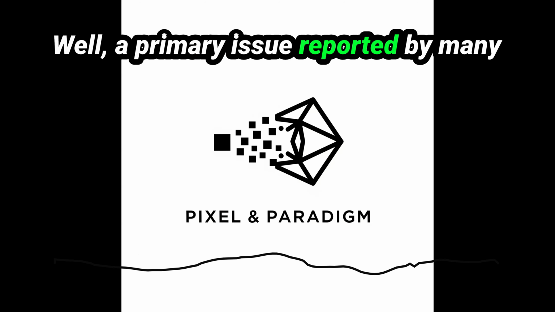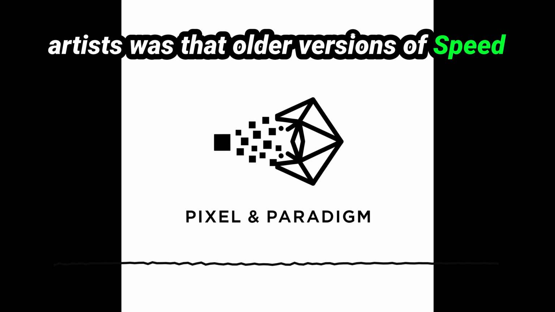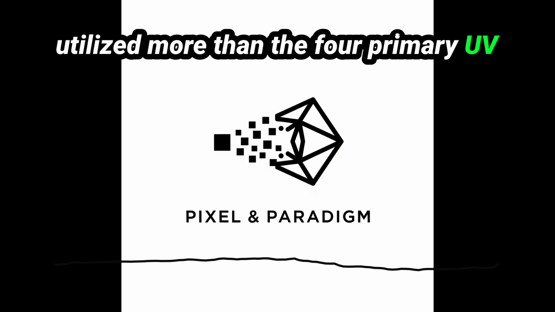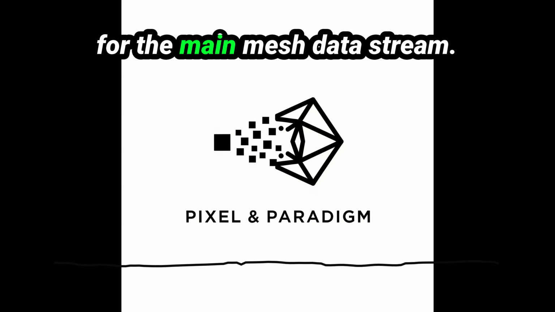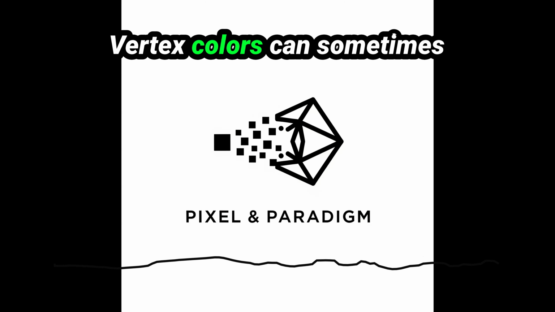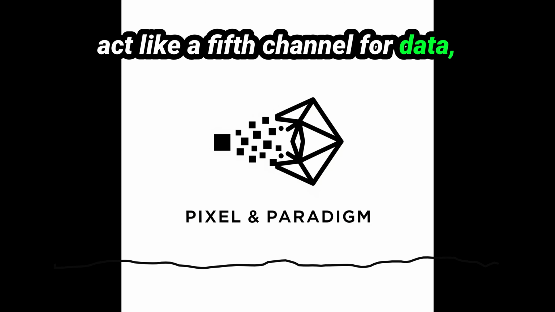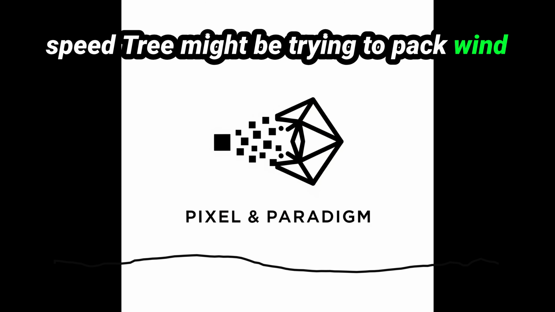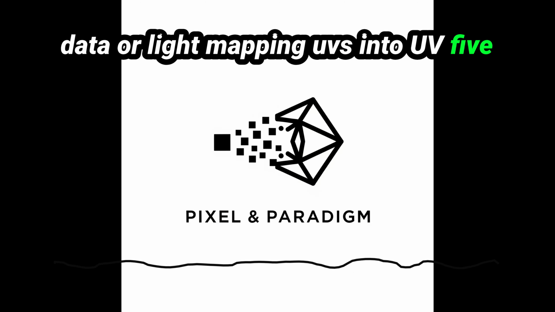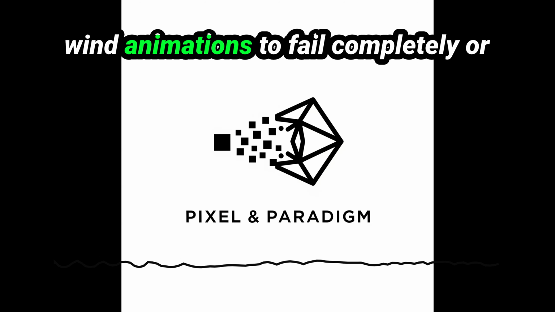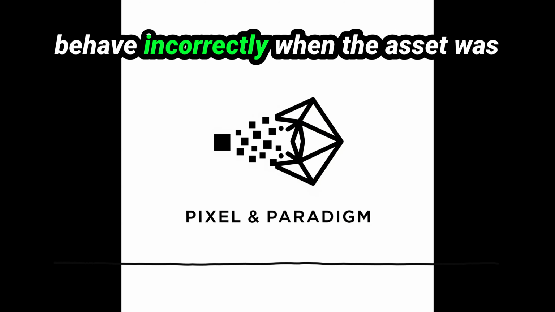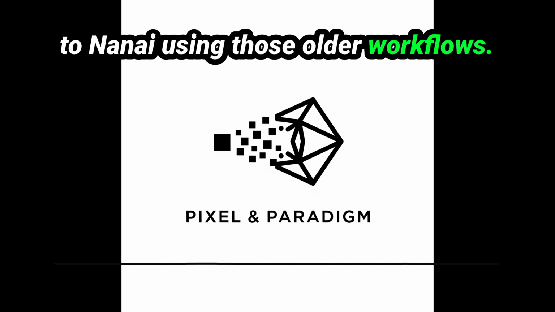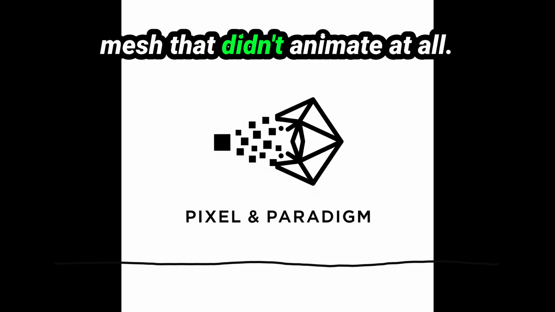Well, a primary issue reported by many artists was that older versions of SpeedTree, or certain export settings, often utilized more than the 4 primary UV channels that Nanite currently supports for the main mesh data stream. Vertex colors can sometimes act like a 5th channel for data, but the core UVs are limited. This mismatch in UV channels, where SpeedTree might be trying to pack wind data or lightmap UVs into UV5 or UV6, could cause the SpeedTree wind animations to fail completely or behave incorrectly when the asset was imported into Unreal Engine and converted to Nanite using those older workflows. Often, the result was just a static mesh that didn't animate at all.